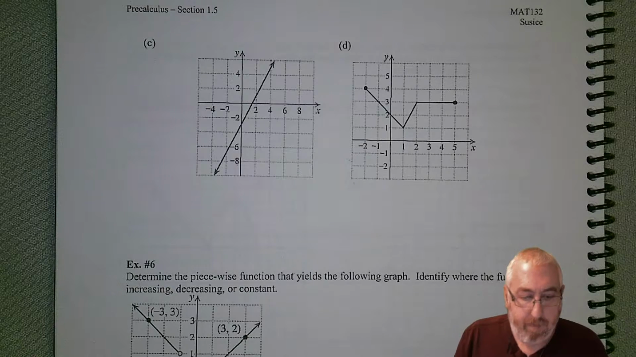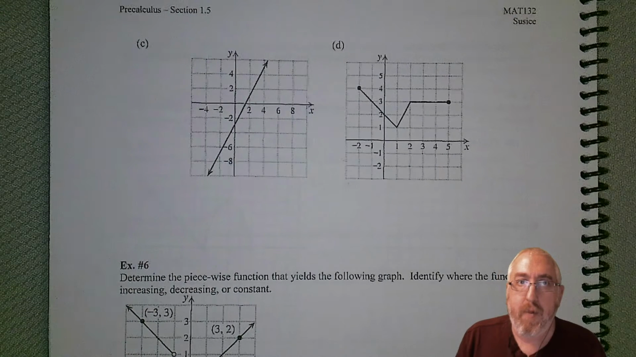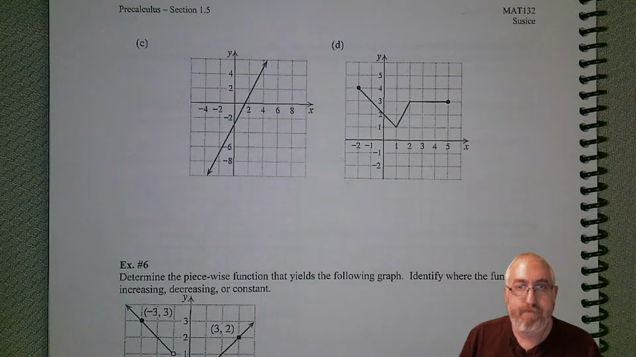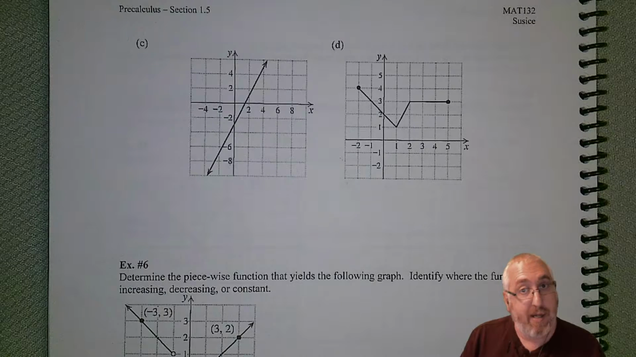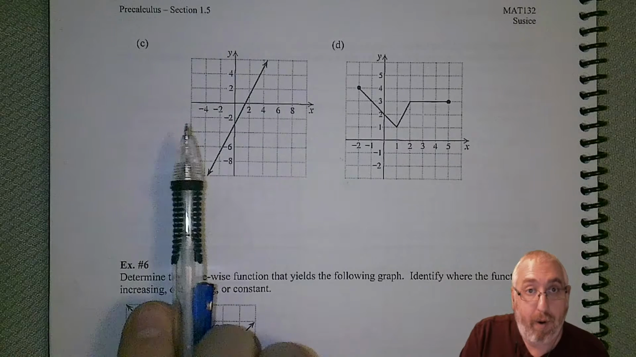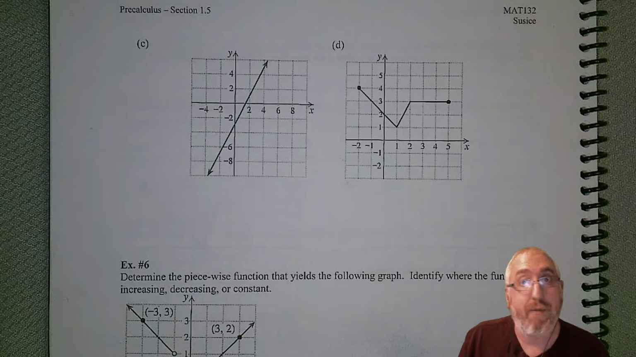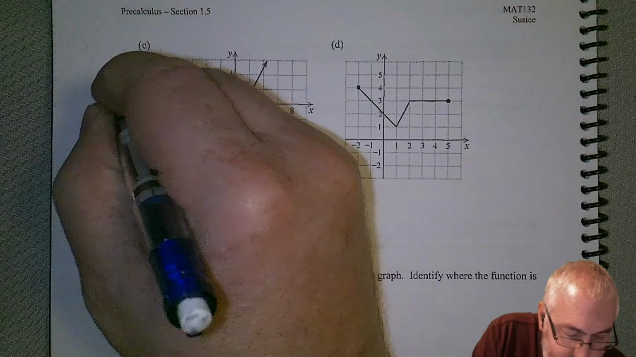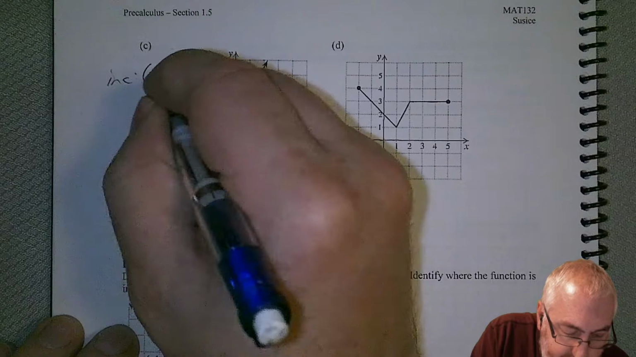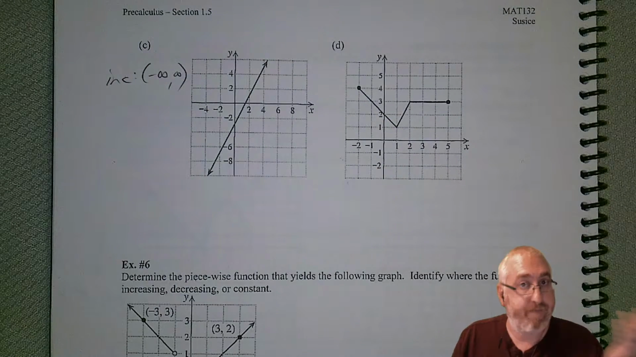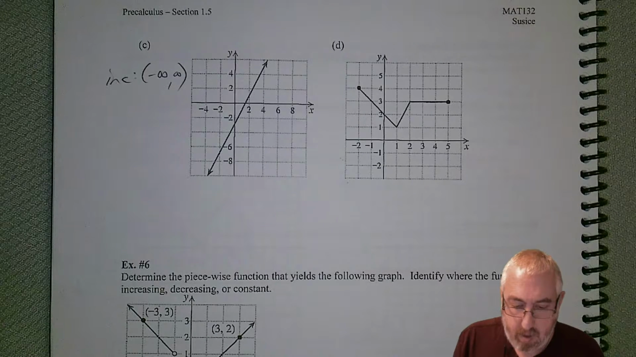So what do you think about C? What are the intervals for increasing, decreasing, and constant? And hopefully you're saying, well, it doesn't look like it's doing very much except for increasing. And because of the arrowheads means it's doing it forever. So increasing would be from -infinity to infinity. Nothing else is going on. All right.